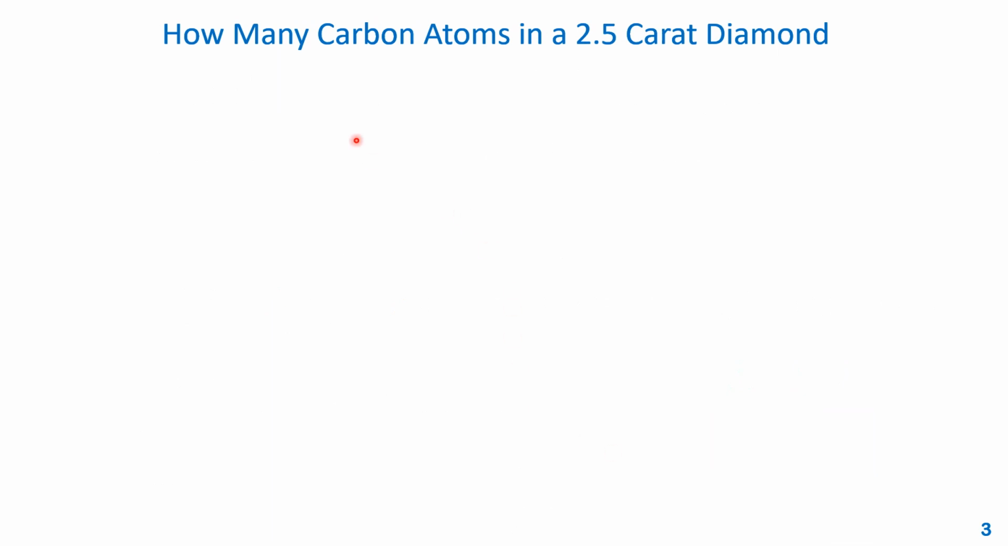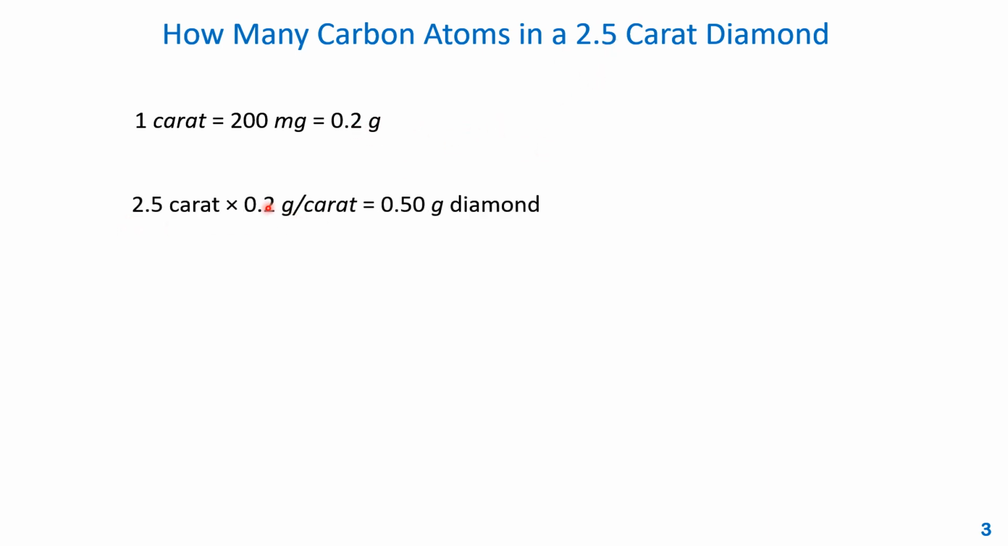Another example I'll give you is to calculate the number of carbon atoms in a 2.5 carat diamond. So 1 carat equals 200 milligrams or 0.2 grams. Okay, that's the relationship between a carat and grams. Based on this, you can calculate 2.5 carats equals how many grams? 2.5 times 0.2 grams per carat, you get 0.5, so half a gram of diamond. It's a big diamond. Okay.